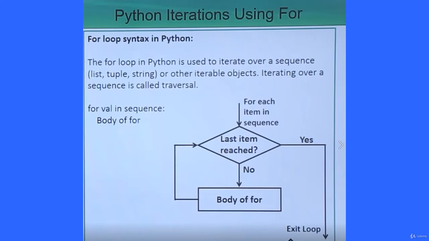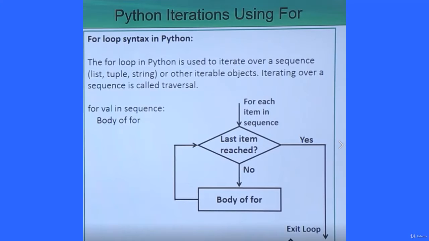Python iterations using for. The for loop in Python is used to iterate over a sequence. A sequence may be a list, a tuple, a string, or any other iterable object. Iterating over a sequence is also known as traversal. That means for each loop, it will pick up one element from the iterator and that element can be processed. So here is the respective syntax for for.